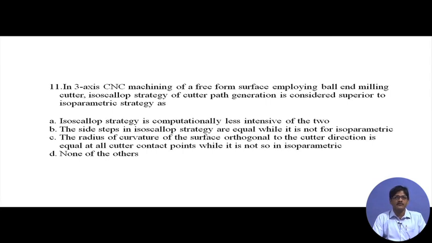The radius of curvature of the surface orthogonal to the cutter direction is equal at all cutter contact points for isoscallop. This is not correct. This cannot be correct because it depends on the surface. It cannot depend upon the isoscallop strategy. The radius of curvature of the surface orthogonal to the cutter direction depends on the surface and not on the method. So, none of the others, it is correct in this case.